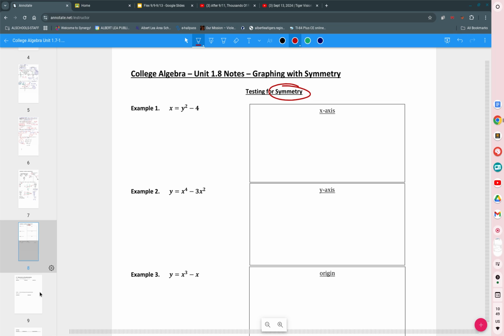I had an idea about that. Can you think of something that's symmetrical? I don't want to. The wheel of a car.